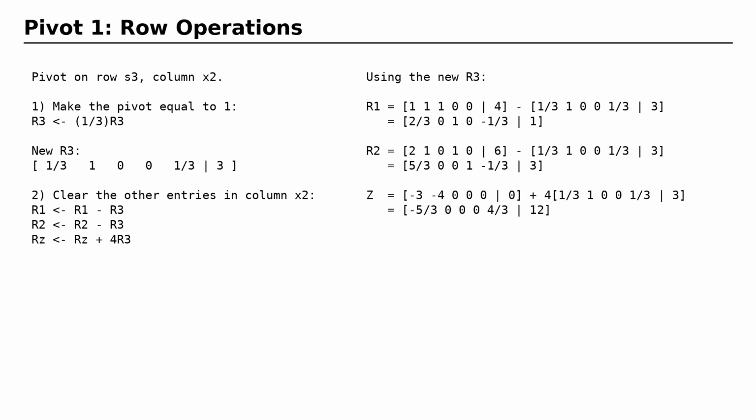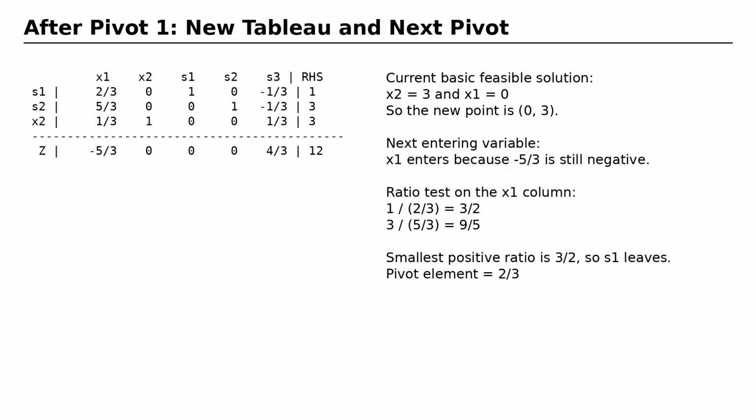Now we perform the first pivot. First, divide row 3 by 3 so the pivot becomes 1. Then clear the other entries in the x2 column. We do row 1 minus row 3, row 2 minus row 3, and row 0 plus 4 times row 3. This creates a new tableau where x2 becomes a basic variable. After the first pivot, x2 is basic with value 3, and x1 is still 0. So the new corner point is (0, 3).